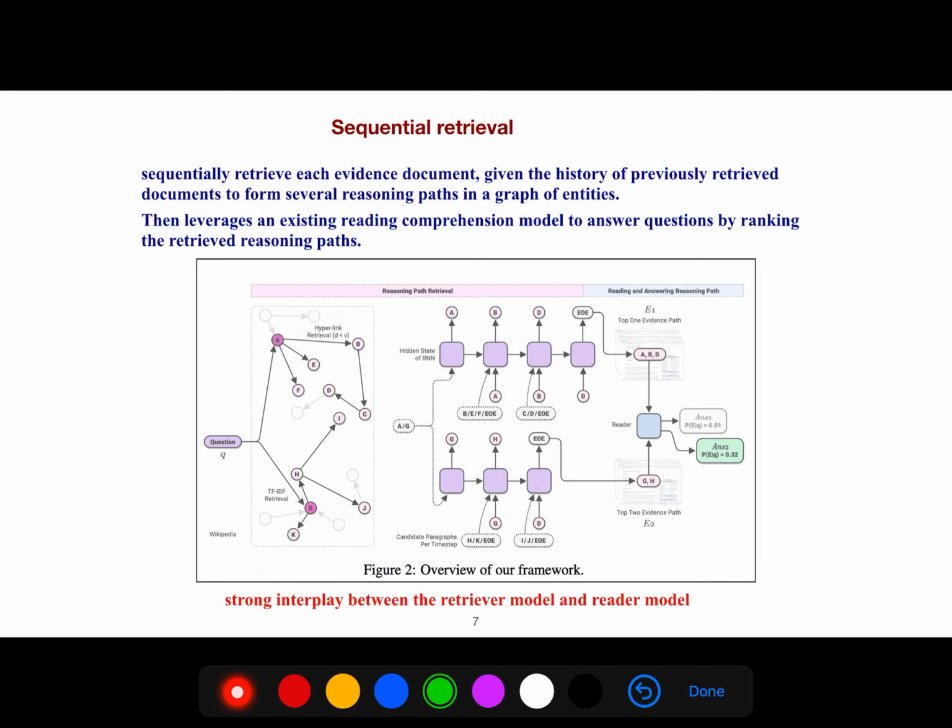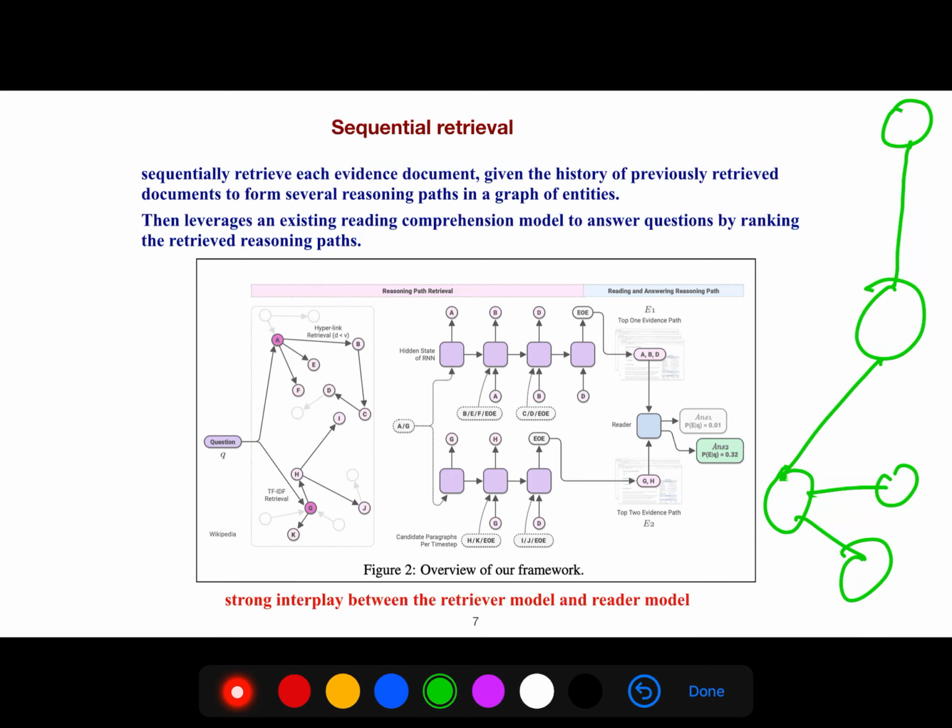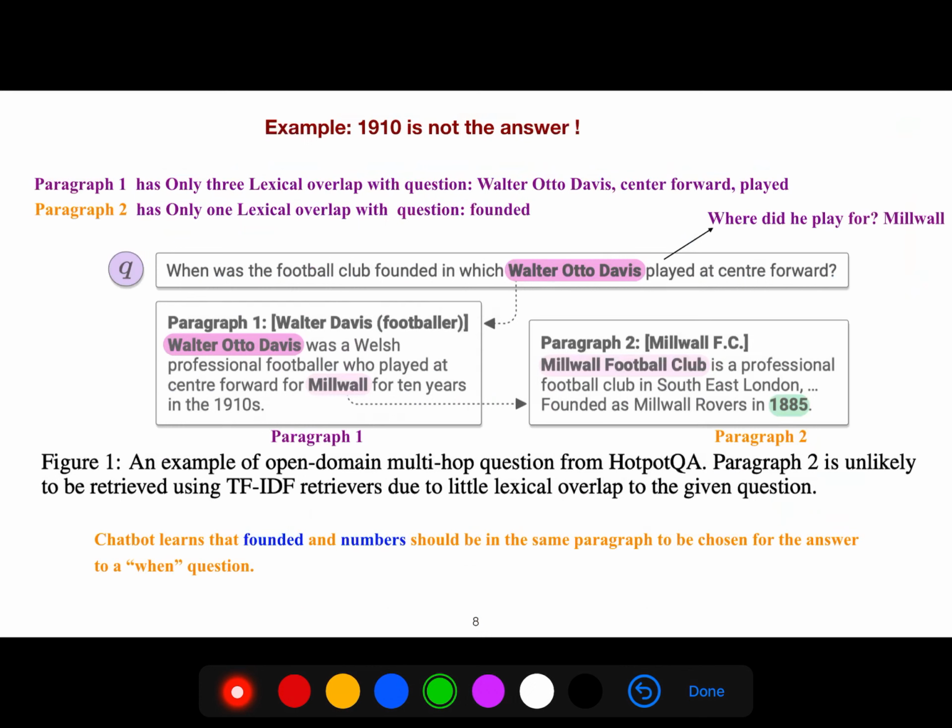So what is sequential retrieval? Sequentially we retrieve each evidence document that we read from Wikipedia. For example, this paragraph has a hyperlink to another paragraph, then it is related to this. For example, this is related to other paragraphs. So the relationship is just a hyperlink, and each node is just a paragraph in the Wikipedia graph.